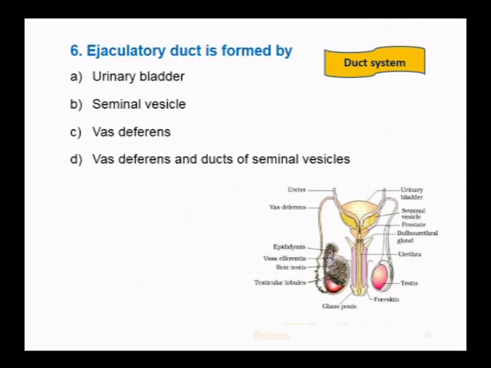The ejaculatory duct is formed by, it is asking. The ejaculatory duct is formed from the vas deferens. The vas deferens of both sides enter into the abdomen, loop over the urinary bladder, where they receive ducts from seminal vesicles and form a duct. This duct we call the ejaculatory duct, formed by seminal vesicles as well as vas deferens. Since both of these are in option D, the right option is D.